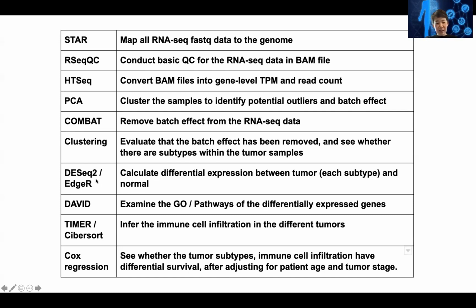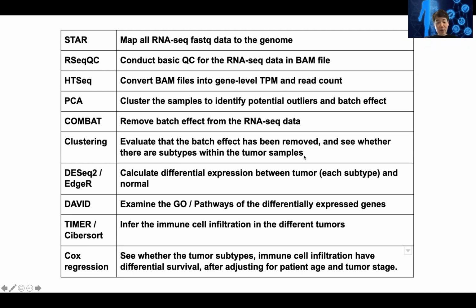And then you want to calculate the differential expression between the tumor and normal, or also between different subtypes. You want to see, what's the difference between a HER2 versus luminal breast cancer. You see, luminal is high in ER and HER2 is high in HER2 expression. You can also look at their differential expression compared to the normal. And based on the differential expression, you can run either DAVID or gene set enrichment, like GSEA, to look at gene ontology or pathways that are upregulated in cancer versus normal or in different subtypes.